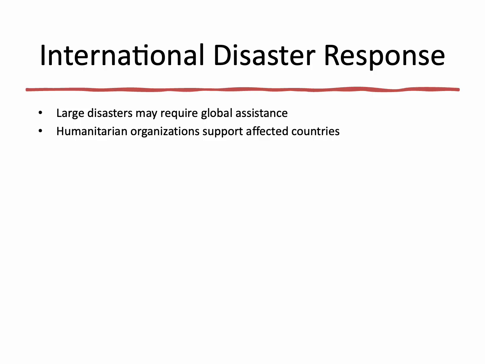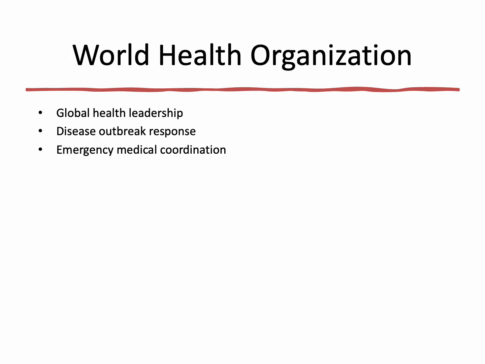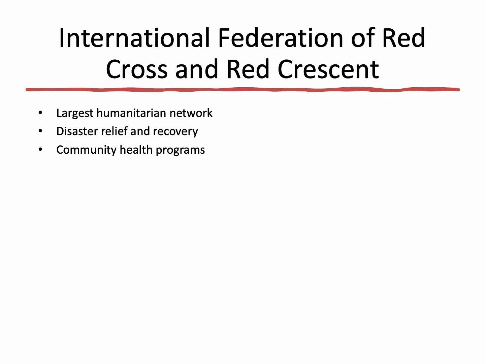In very large disasters, international disaster assistance may be required. International humanitarian organizations provide emergency medical care, shelter and food assistance, and recovery support. The World Health Organization coordinates global health responses to disasters and disease outbreaks. It provides technical guidance, deploys medical teams, and supports damaged health systems.